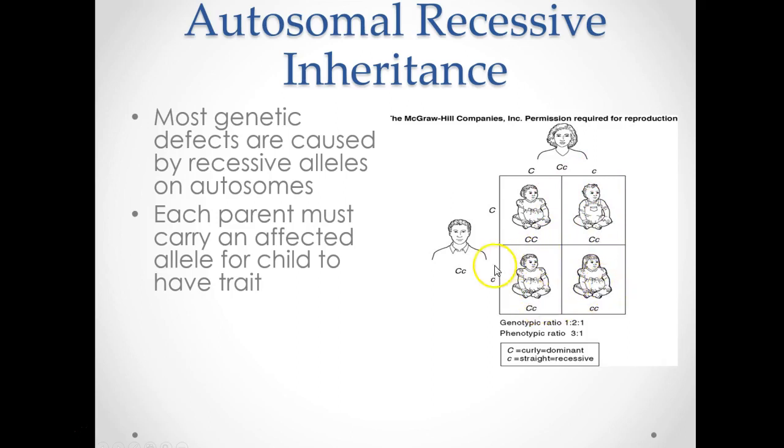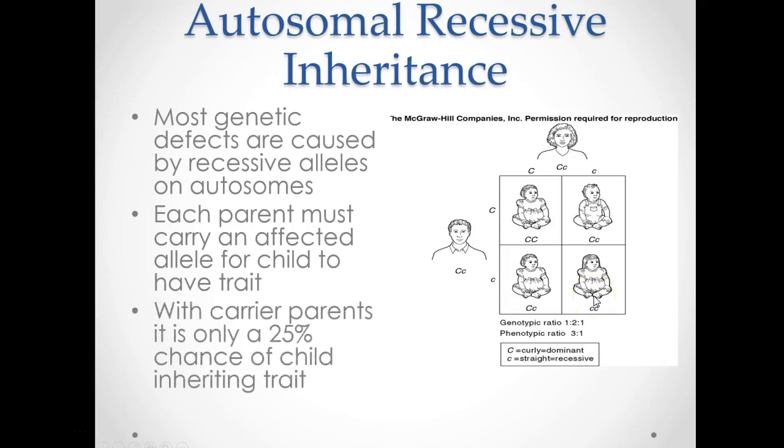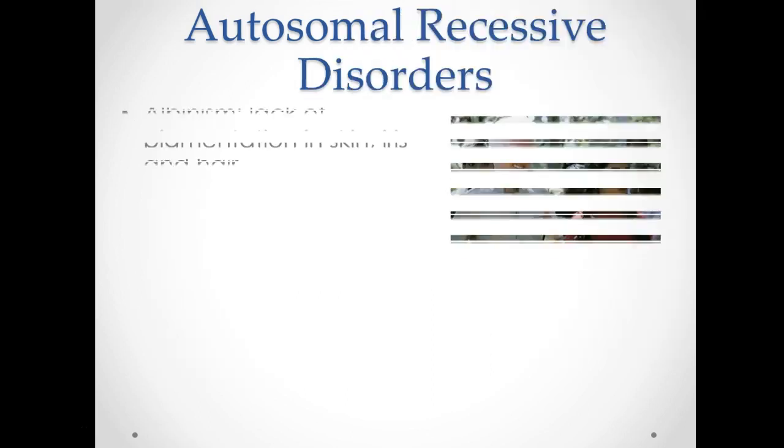Well, that happened because, again, they were both carriers for that straight-haired allele. And so it wasn't until they both came together that they actually produced a child who got one copy of that allele from each of their parents. In this case, there's only a 25% chance of a child inheriting this condition or this trait. So again, it's a 1 out of 4 chance. So the chances are much lower than we saw with those autosomal dominant traits.